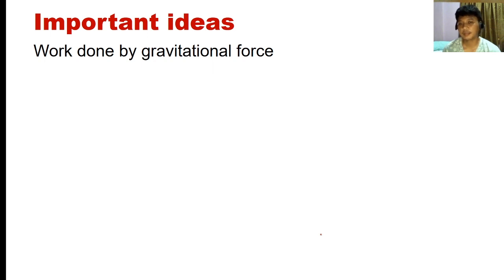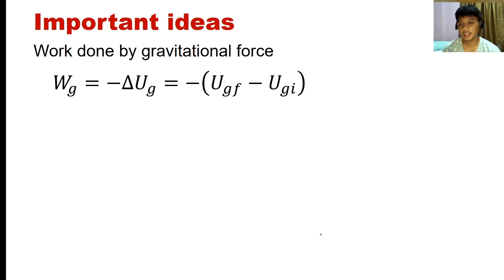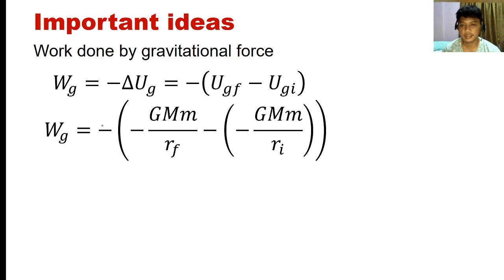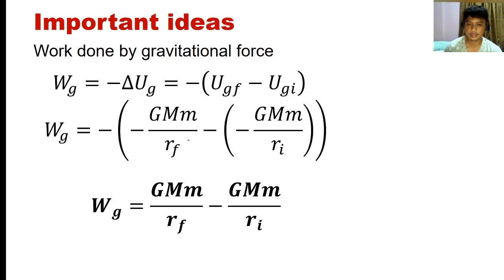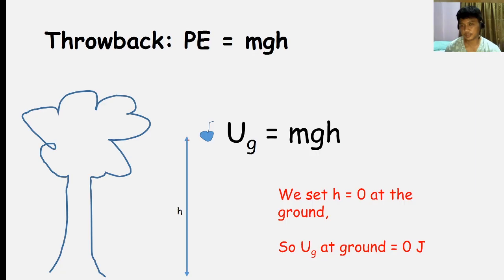Now, if we combine both equations that we obtained, like WG is equal to negative delta UG, and we combine that with the formula I gave you about UG, you will arrive at this other important formula that WG is equal to GMm over r final minus GMm over r initial. Well, let's not dive into what that means. Let's just proceed to the derivations. Before the derivations, this is the first thing I would like to derive and to prove, that the work done by gravity is equal to the negative change in potential energy.